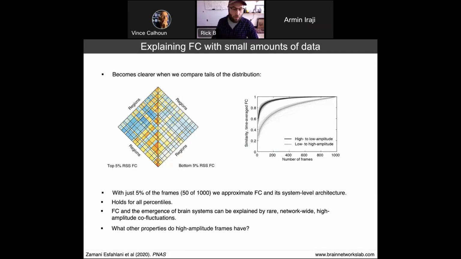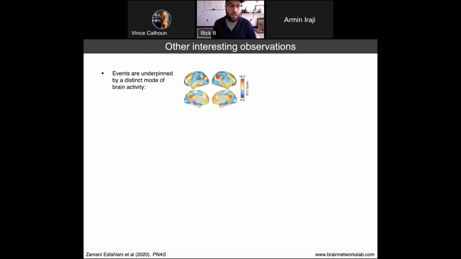And since this first paper, we followed it up with a bunch of, I'm not going to say lesser papers, but more nuanced papers investigating more specific questions. So what else have we seen? We've looked at what the activity patterns look like during events, during these high amplitude periods. And they're largely underpinned by a single mode of brain activity, one that emphasizes, depending on who you talk to, maybe intrinsic versus extrinsic networks. The first principal gradient, if you talk to gradients people, looks like a DMN versus kind of everything else, but it's a very recognizable pattern of activity.